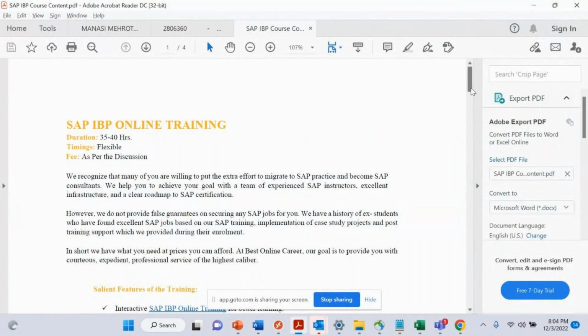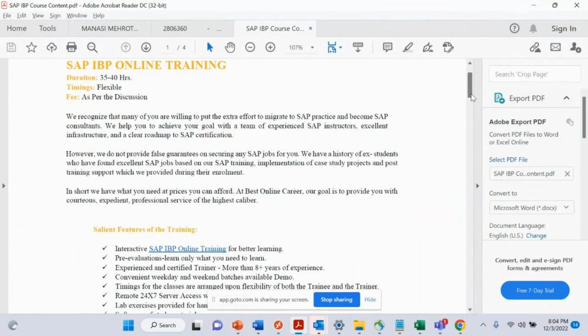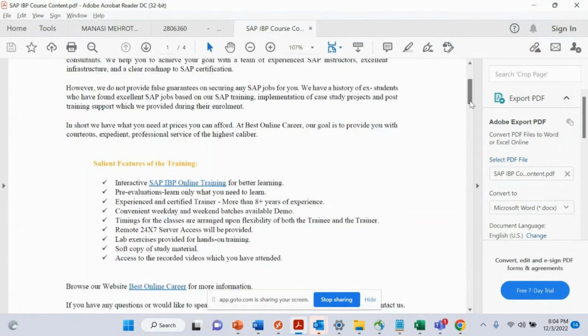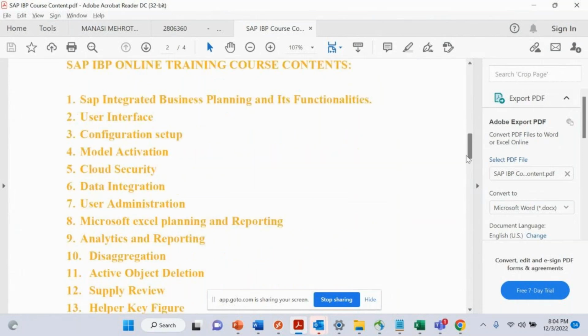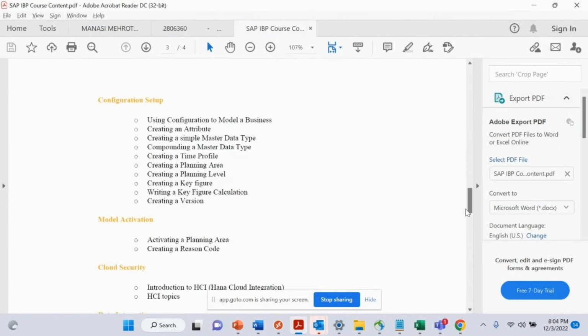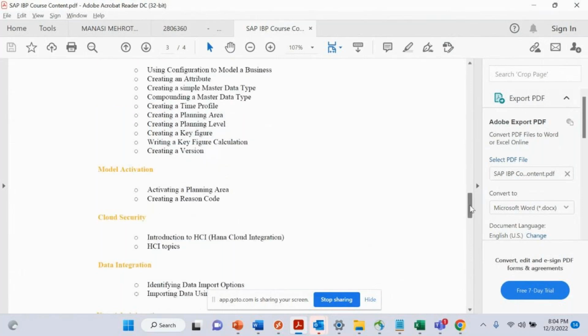So you see here, this will be our plan. Sana, you can correct me wherever you want. The courses that will be covered: first the configuration setup. I will give you the idea of what the attribute and master data stand for, what is time profile, planning area, planning level, key figure, version, and scenario. Then the model activation to activate the planning area, and what is reason code.